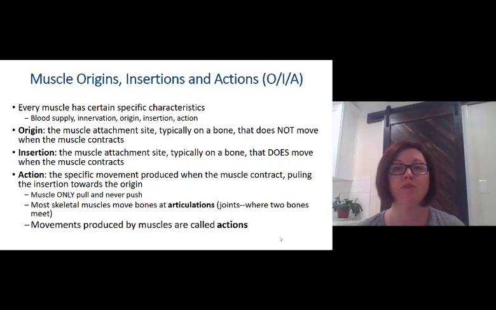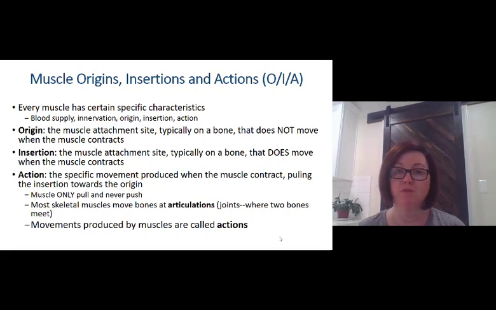Okay? Every skeletal muscle has certain specific characteristics, like blood supply. Obviously skeletal muscles need blood for oxygen and nutrients and to remove waste. Every skeletal muscle has a nervous system supply. We call that innervation. And every muscle has an origin, insertion, and action. So we're going to concentrate on origin, insertion, and action in this video.